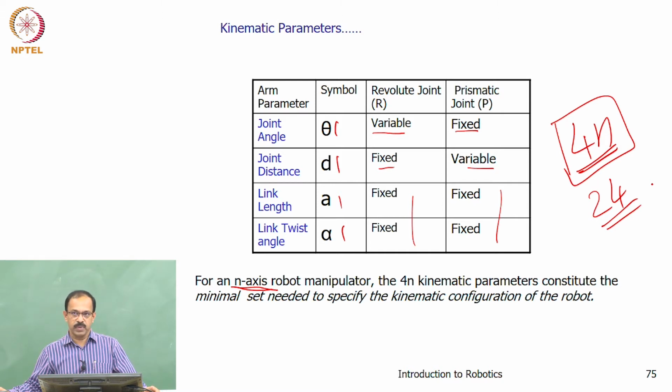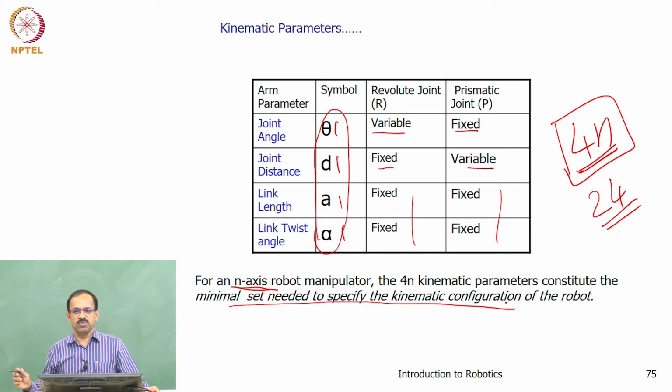So for each axis, you will be having these 4, and these parameters will affect the position and orientation of the tool. When you have multiple joints, each parameter will have its own influence on the final position and orientation. So the question is, how do we actually get the final position, or how do you get the kinematic configuration of the robot, and that actually will be obtained by this. So these 4n parameters decide the kinematic configuration of the robot.